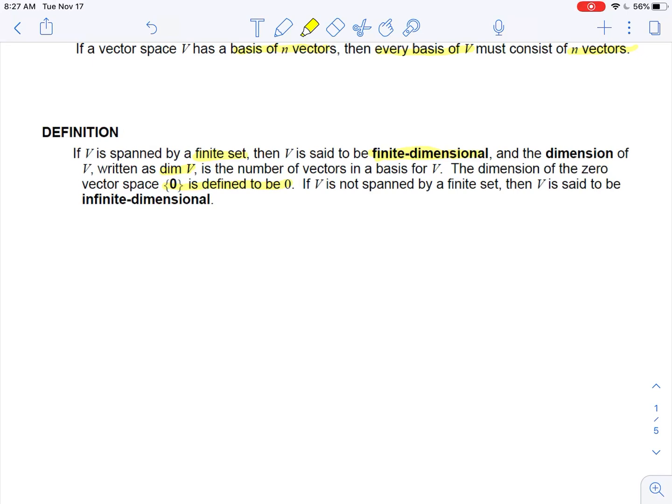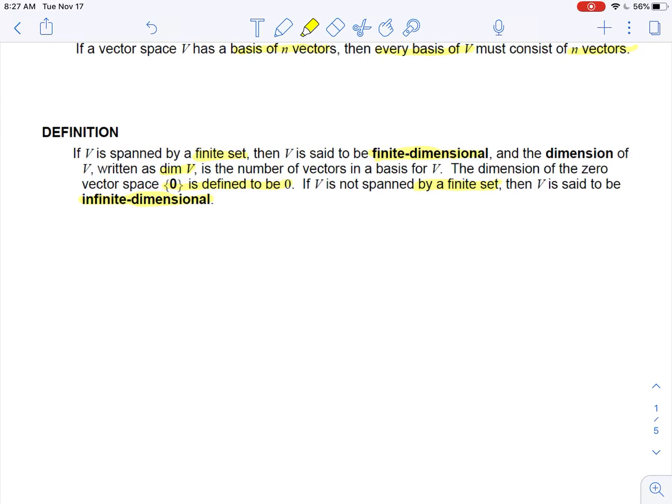Now, this last sentence feels like a little bit of a throwaway sentence, but to be honest, if you stare at this long enough, I think you might have trouble envisioning what this is getting at. But if V is not spanned by a finite set, so if for some reason in order to generate V we need something more than a finite set, then V is said to be infinite dimensional. So what are we talking about if we're talking about something that is infinite dimensional?